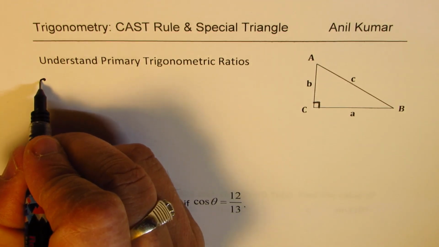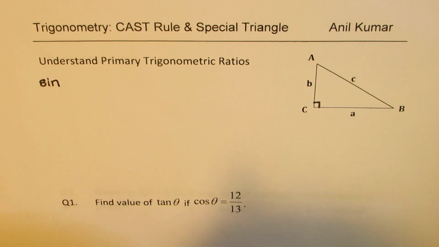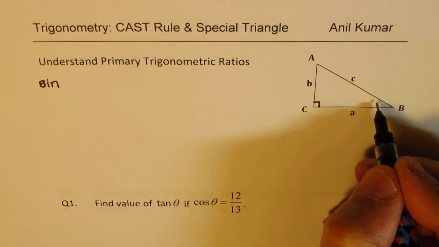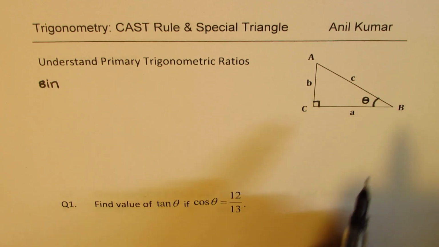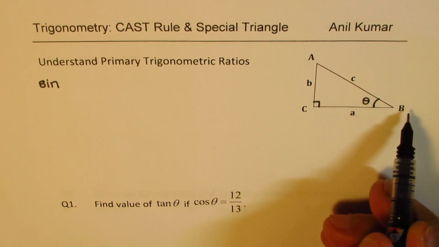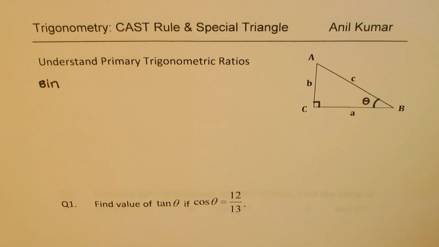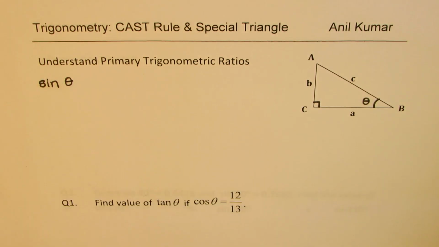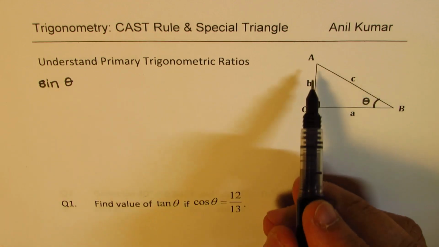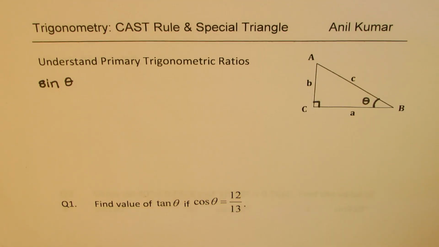There are three primary trigonometric ratios. One is sine. When we talk about an angle, it's better to put some angle here. Let's say this angle is theta. If I don't write theta, I will write B, so that is also possible. We use Greek letters, alpha, beta, gamma, theta, for angles. If you're not using those, you have to use the vertex name.